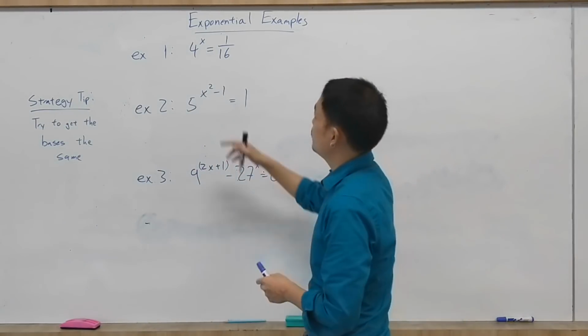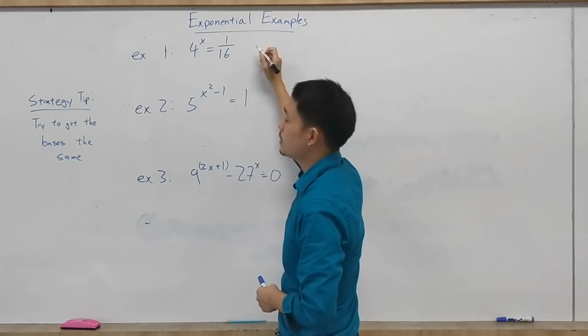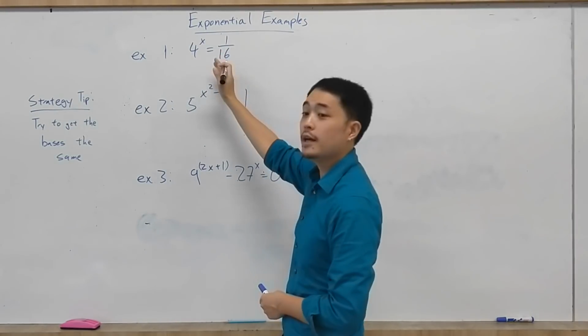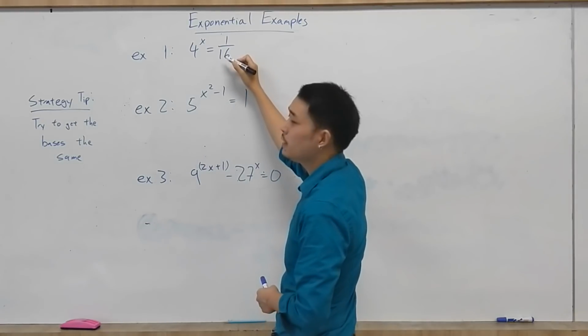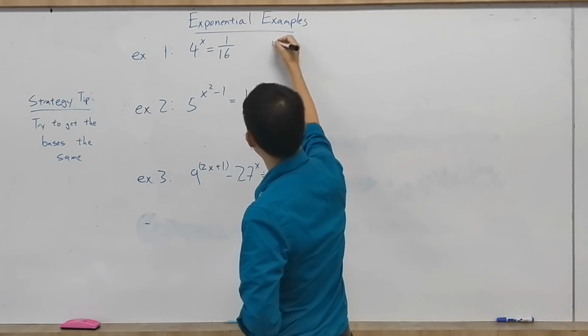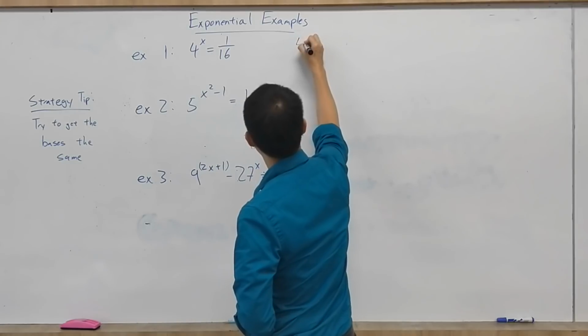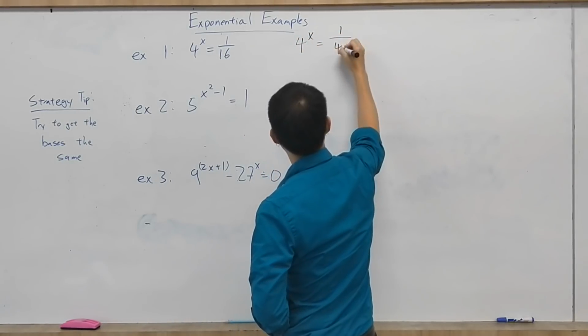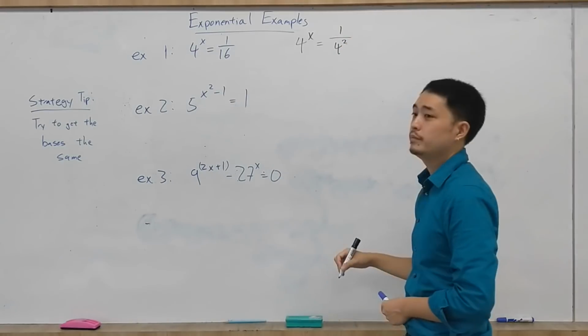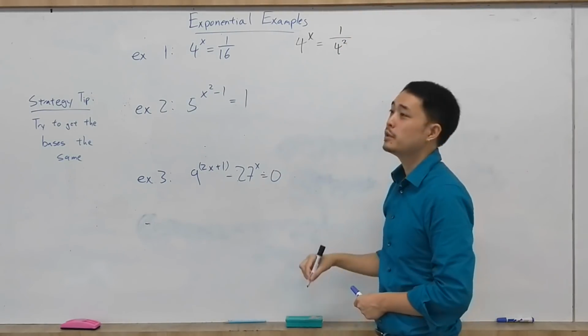So this first example, we have 4 to the power x equals 1 over 16. Obviously, the bases are not the same right now. What I want to do is this 16 looks a lot like 4 squared, right? So let's change this into 4 to the power x equals 1 over 4 squared, right? 4 squared is 16, so we're allowed to do that.